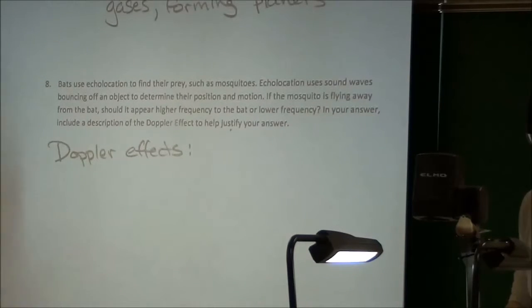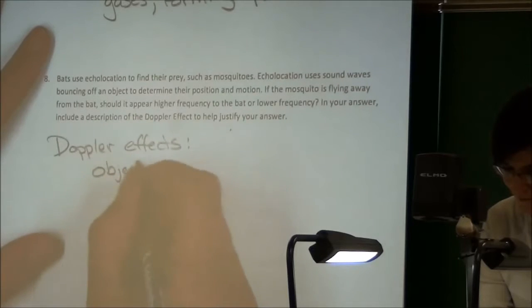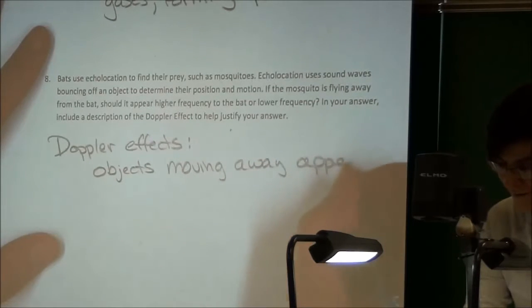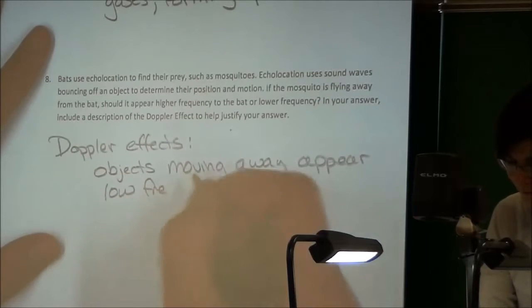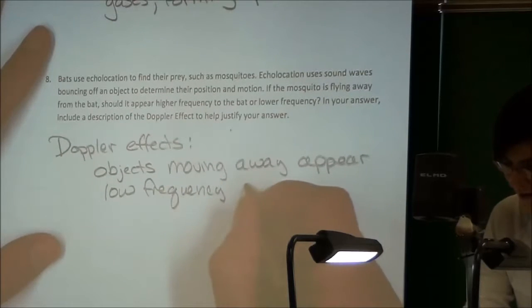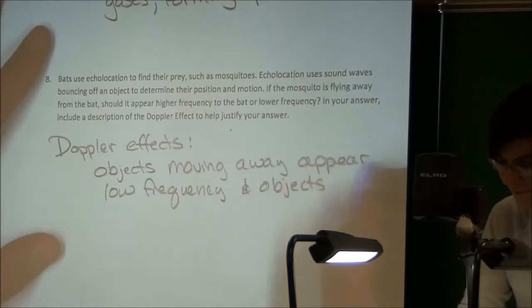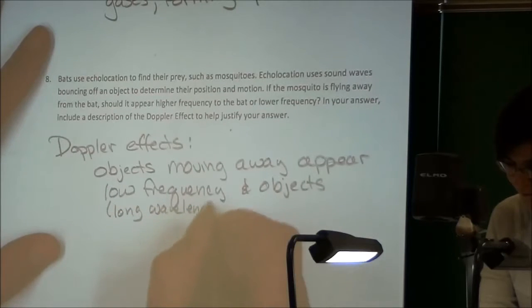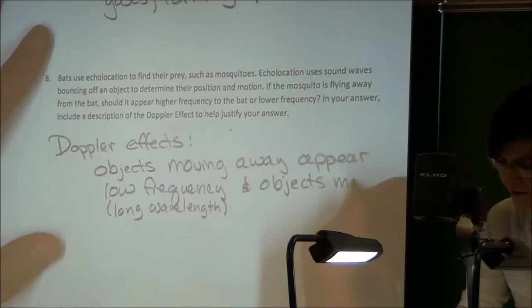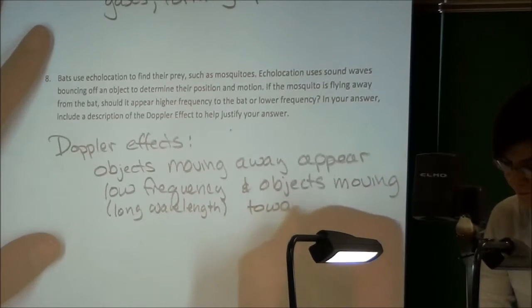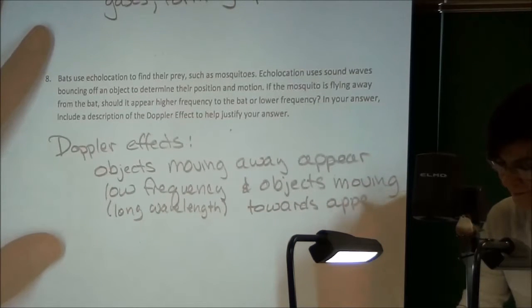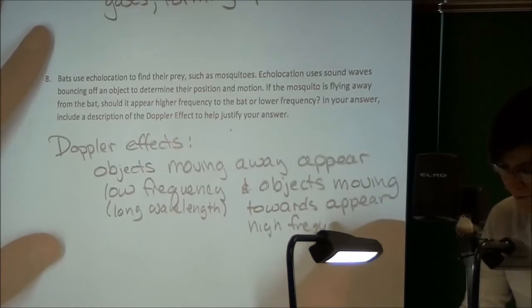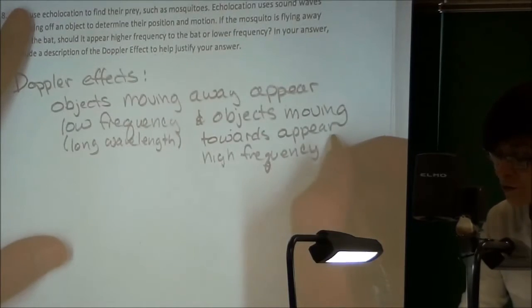So the Doppler effect says that objects moving away appear low frequency, which is the same as long wavelength, and objects moving towards us appear high frequency. That would be blue, right? Short wavelength, exactly.